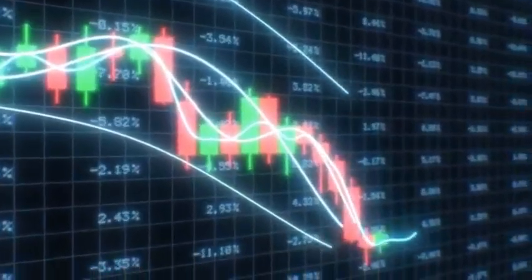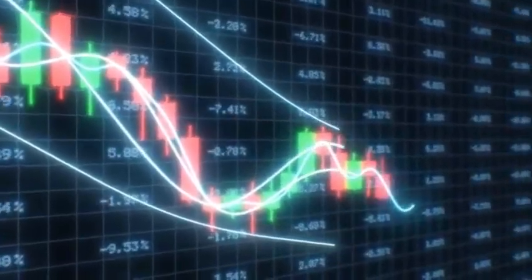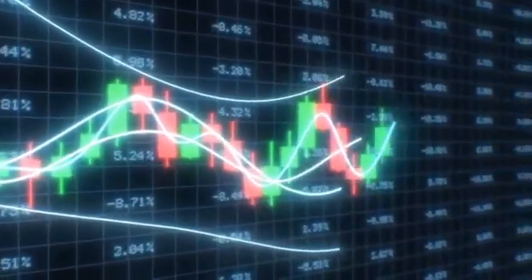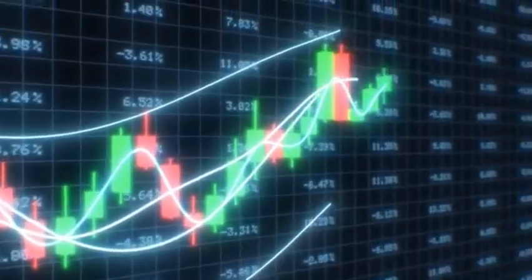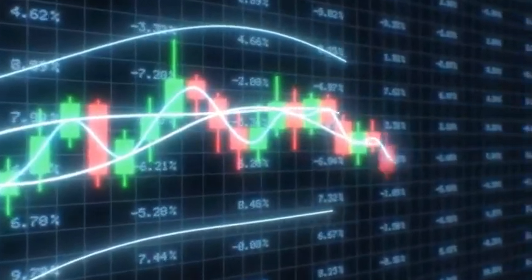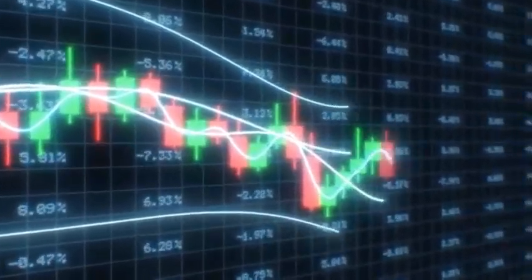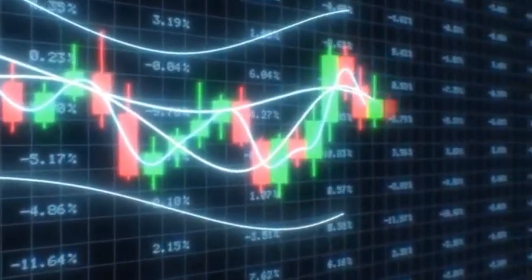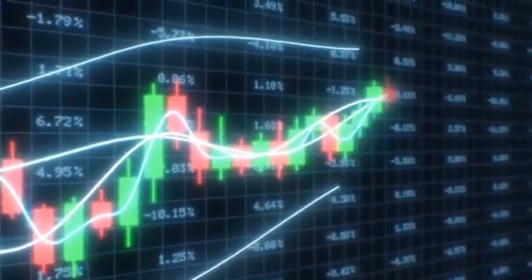How point and figure charts work. 1. Price movement. The basic idea of a P&F chart is simple. When the price moves higher by a certain amount, depending on the box size, you plot an X on the chart. If the price moves lower by the same amount, you plot an O. 2. Box size and reversal.